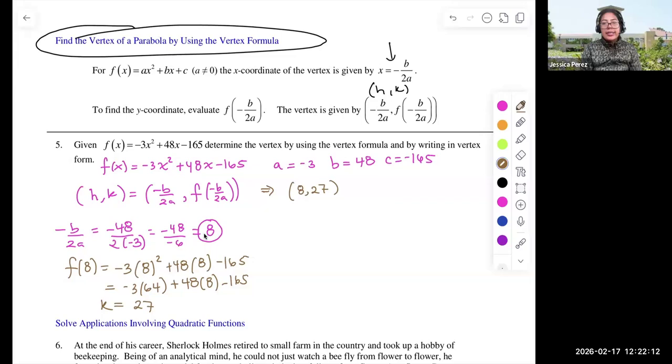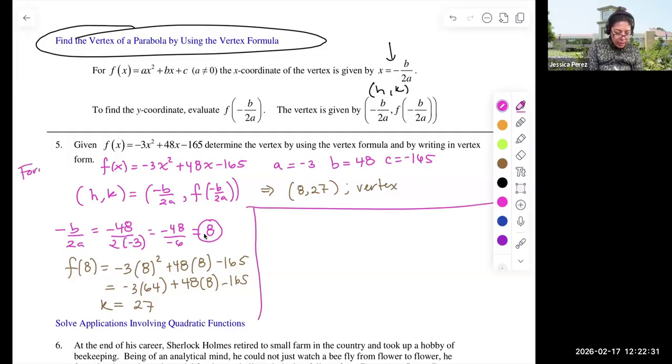I identify that in this case, my vertex is 8 comma 27. Now that's using the formula. They're also asking us to use the vertex form, or complete the square. So let's do that method.